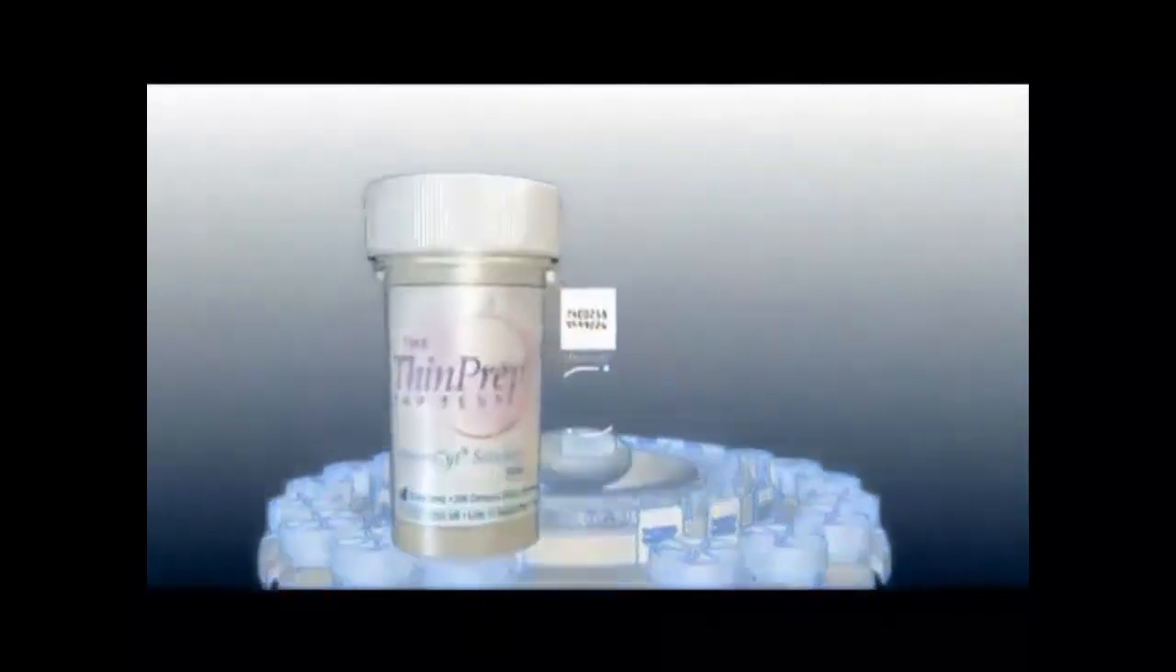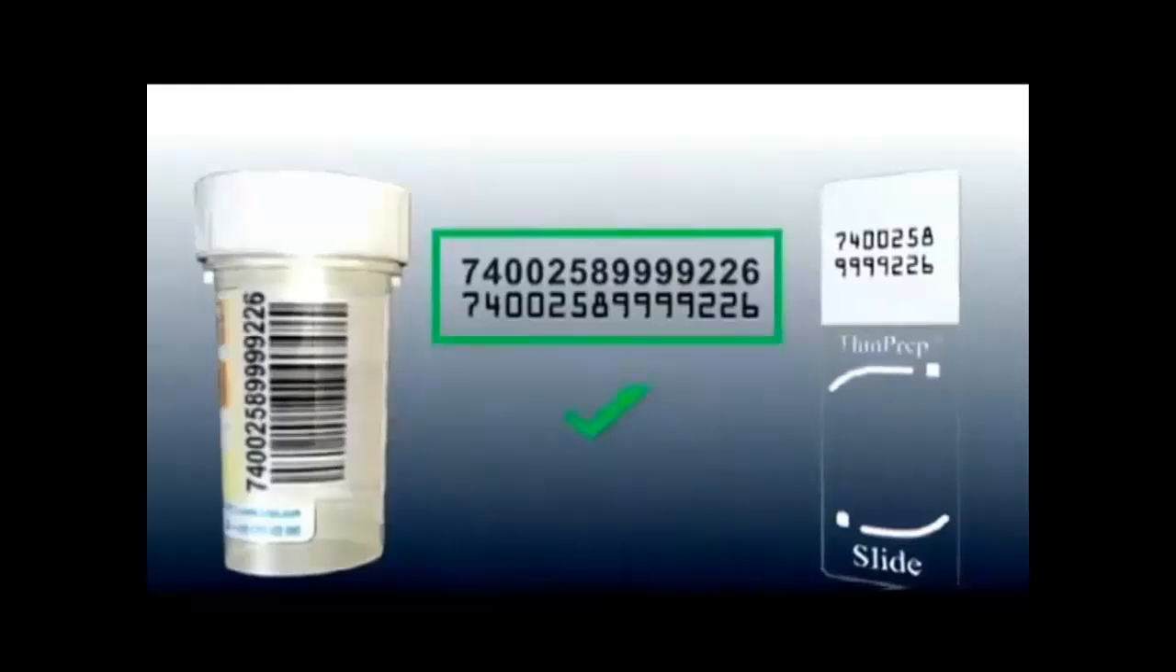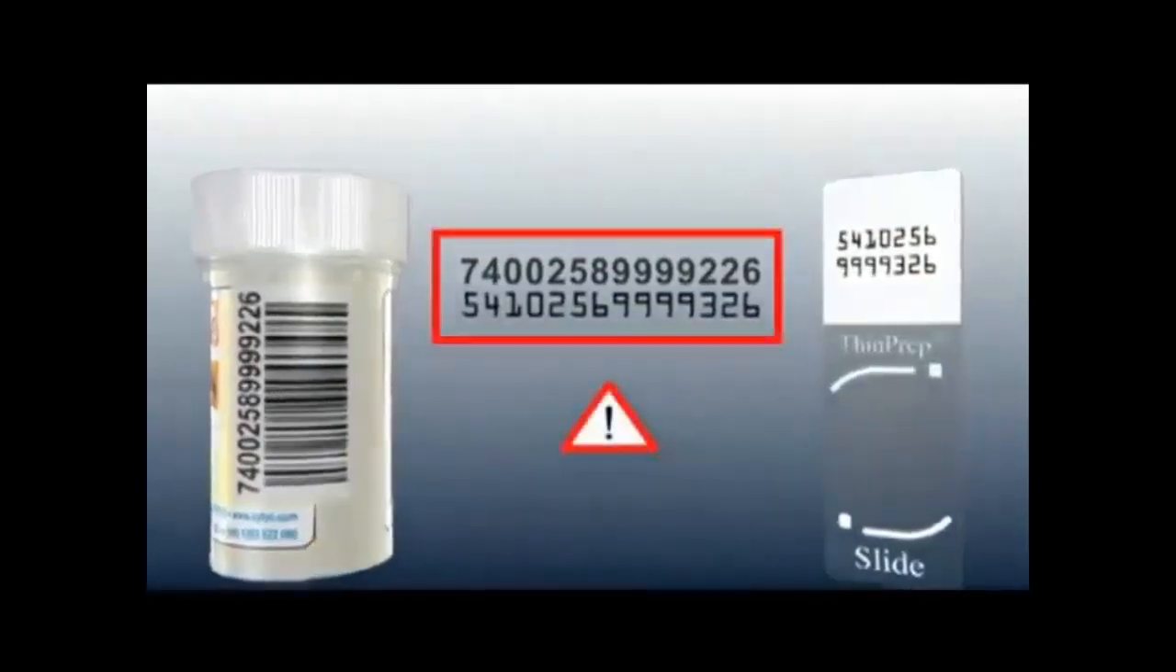Unlike other batch processors on the market, chain of custody verification on the ThinPrep 5000 processor eliminates the possibility of sample mix-up by matching the barcode on the vial with the label on the slide. If the barcode on the slide and vial do not match, the ThinPrep 5000 processor will not process that sample and will move on to the next specimen.